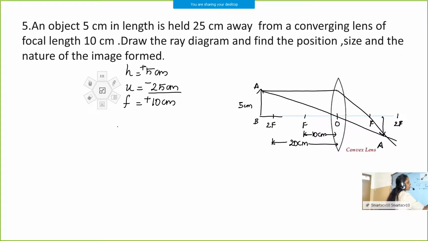So when you draw with pencil and scale. Okay. So A dash B dash is our image. So this is the rough ray diagram. You can draw neatly in your notebook with pencil and scale later. Now draw it roughly. Okay.